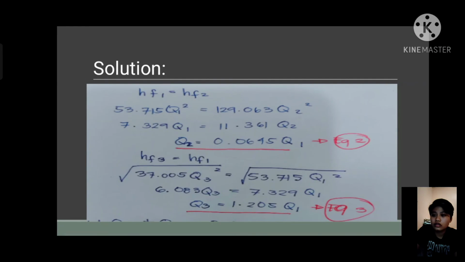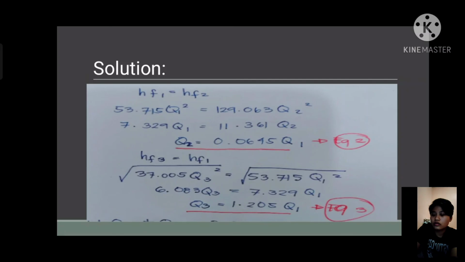So we all know HF, head loss due to friction or head loss, is equal in the entire system. So it is safe to say that HF1 is equal to HF2, or head loss 1 is equal to head loss 2. So substitute 53.715 Q1 raised to 2 is equal to 129.063 Q2 raised to 2. In terms of Q1, we can have Q2 equals 0.645 Q1, or we can say this is equation 2.